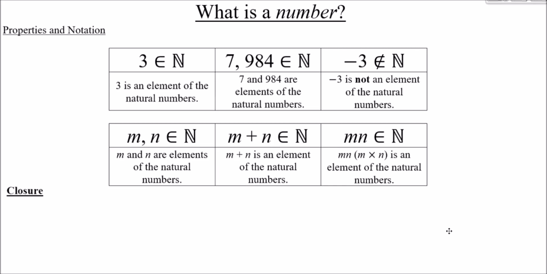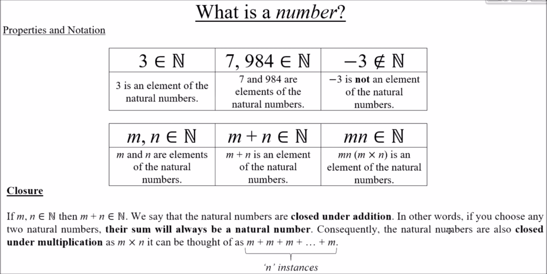There's also a concept which is very important called closure. So closure: if m and n are members of the natural numbers, then m added to n will also be a natural number. This idea is just saying that if we add two natural numbers together, the result will also always be a natural number. That's what we mean when we say that the natural numbers are closed under addition. It just means a natural number added to a natural number will always give a natural number. So, in other words, the natural numbers are closed under addition.